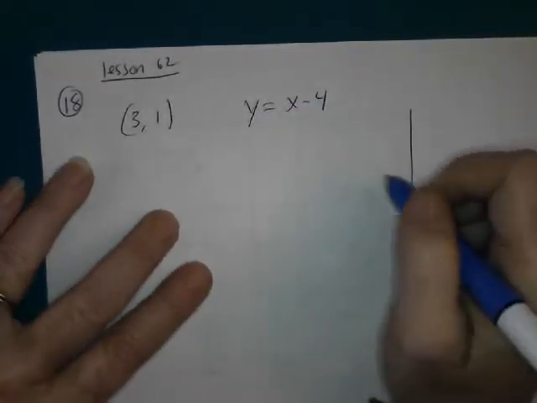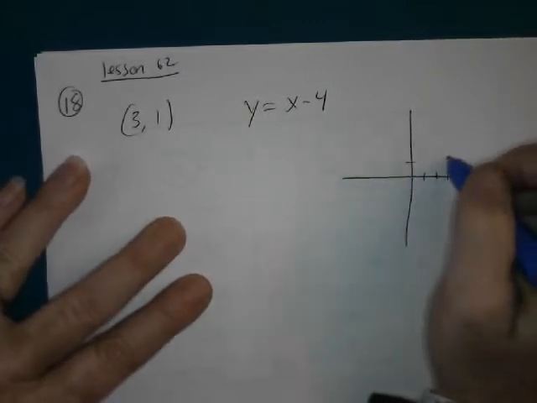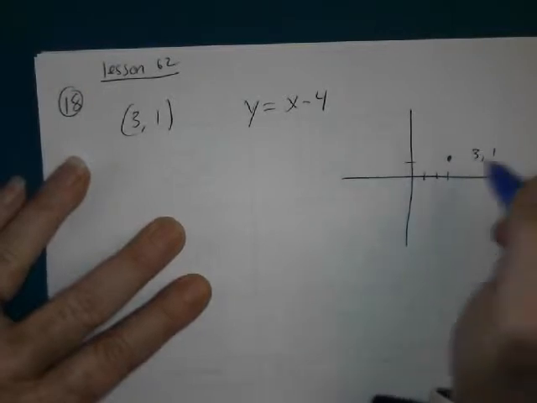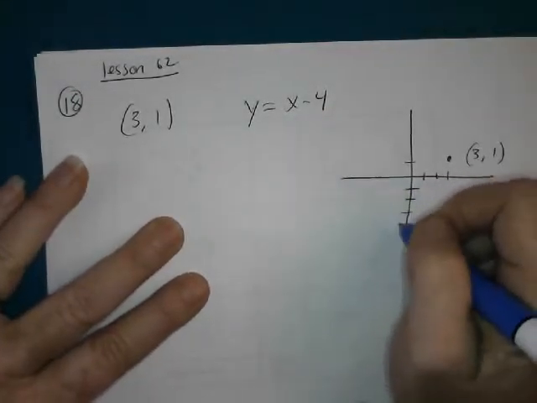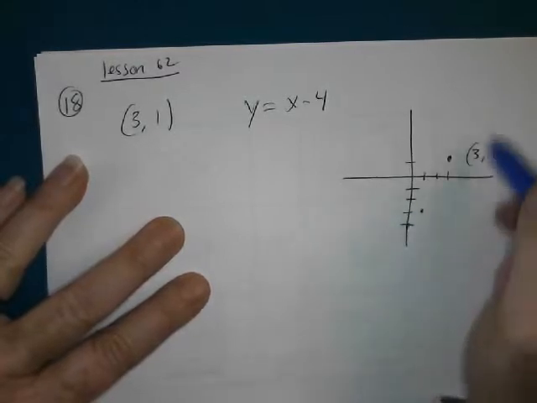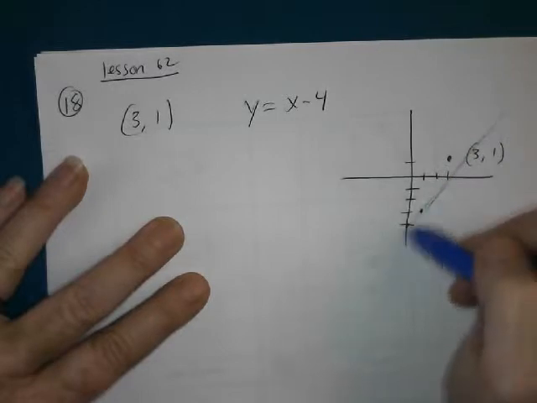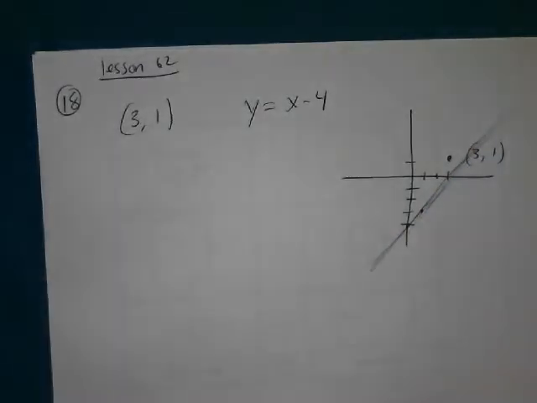So I like to draw a picture. 1, 2, 3, 1. There it is. 3, 1. And y equals x minus 4. 1, 2, 3, 4. Up 1 over 1. So, I don't know. Just a little sketch.